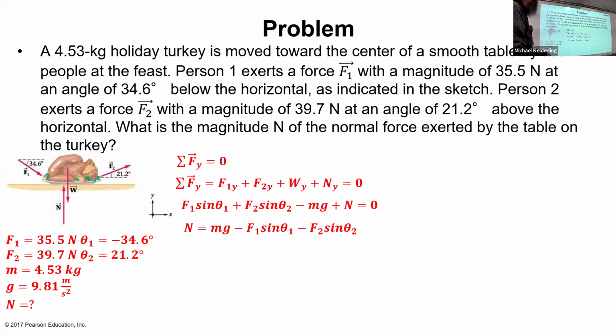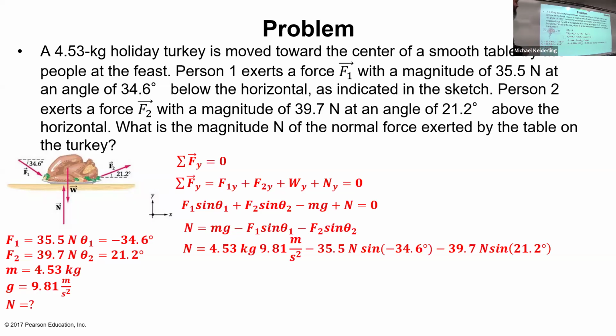So if we solve for normal force, we get normal force is equal to mg minus F1 sine theta 1 minus F2 sine theta 2. So that's 4.53 kilograms times 9.81 meters per second squared. That's the weight of the turkey. Minus 35.5 newtons times the sine of negative 34.6 degrees. This is going to be a negative number, so that's the pushing down. And then minus 37.9 newtons times sine of 21.2 degrees. It's going to be a positive number pulling up.